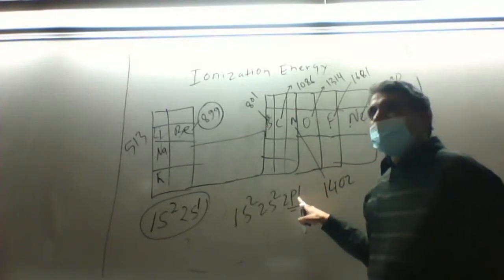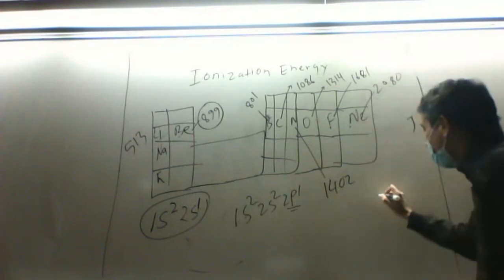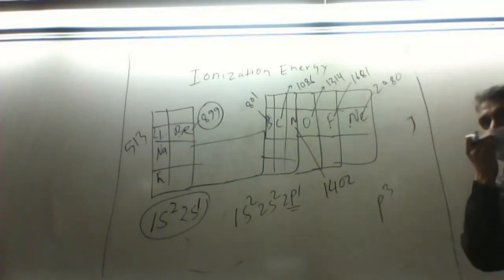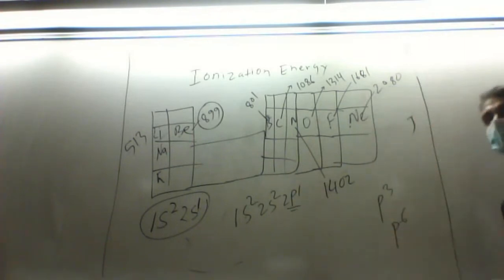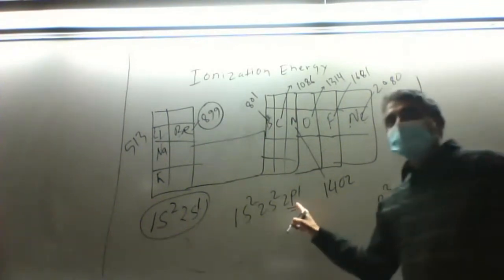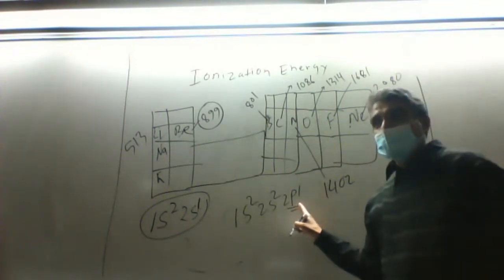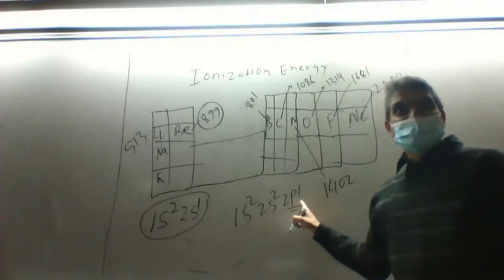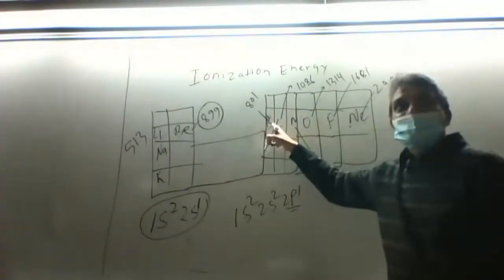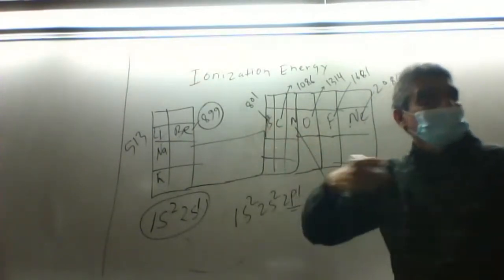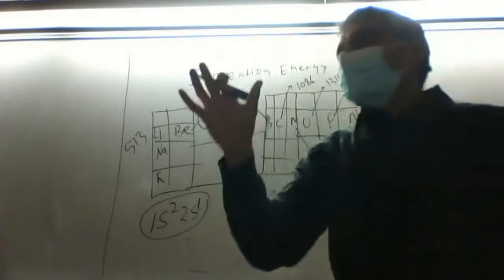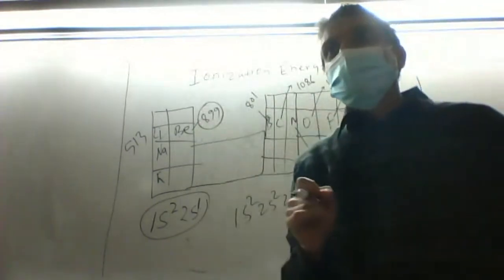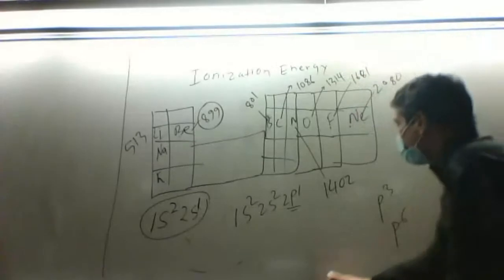It's not half filled, it's not fully filled. If it were half filled, it would be like this, p3. If it is fully filled, it will be like p6, right? So it is easy to remove this p1 electron, because p is neither half filled nor fully filled. So the ionization energy is less here. It's easy to remove the electron if the orbital is not fully filled or half filled.